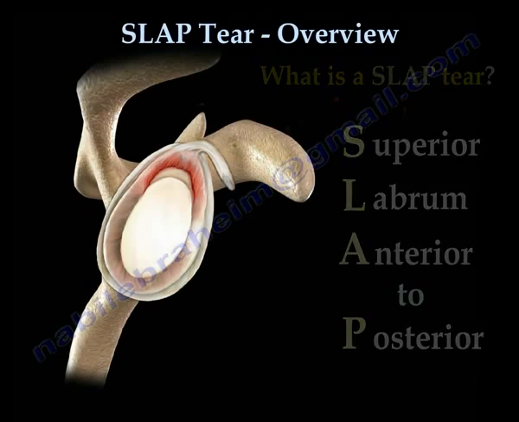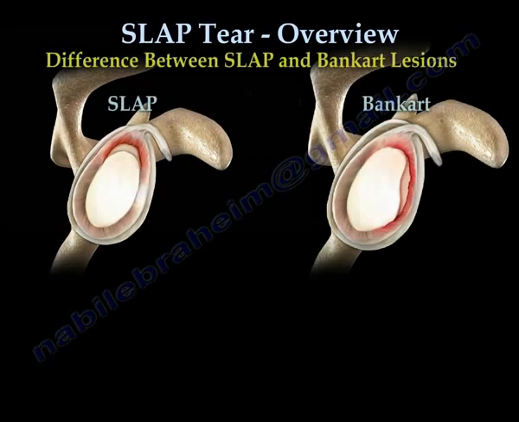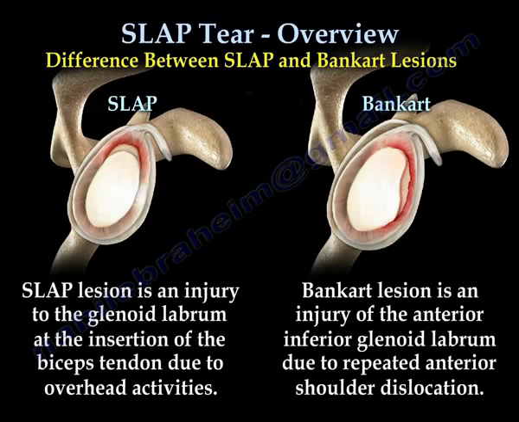It's important to know the difference between a SLAP lesion and a Bankart lesion. A SLAP lesion is an injury to the glenoid labrum at the insertion of the bicep tendon due to overhead activities. A Bankart lesion is an injury of the anterior inferior glenoid labrum due to repeated anterior shoulder dislocation.